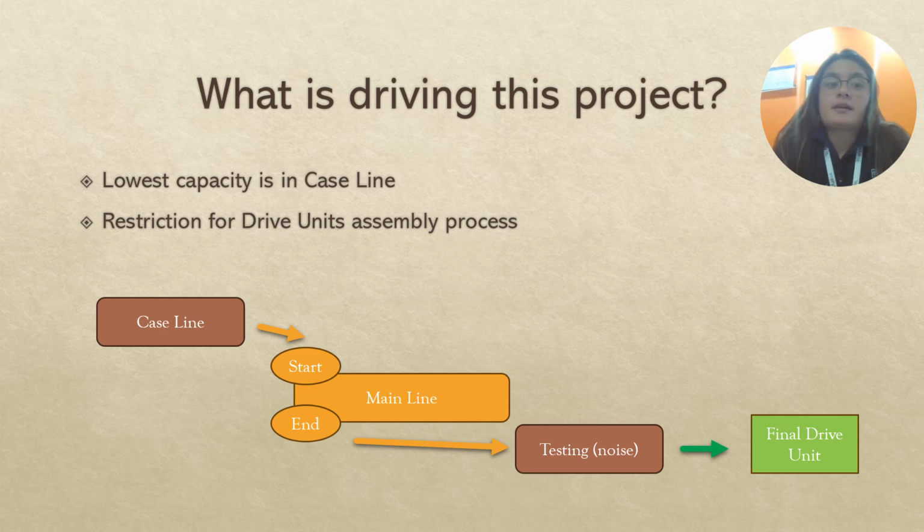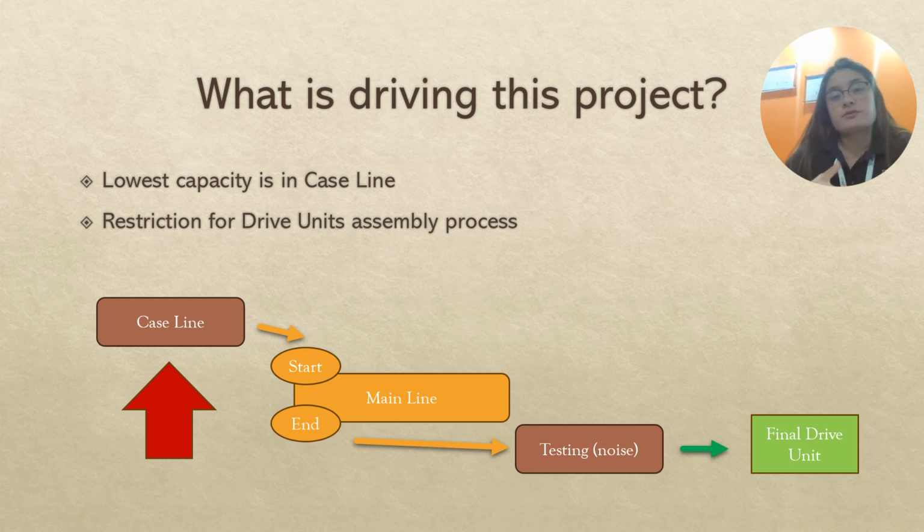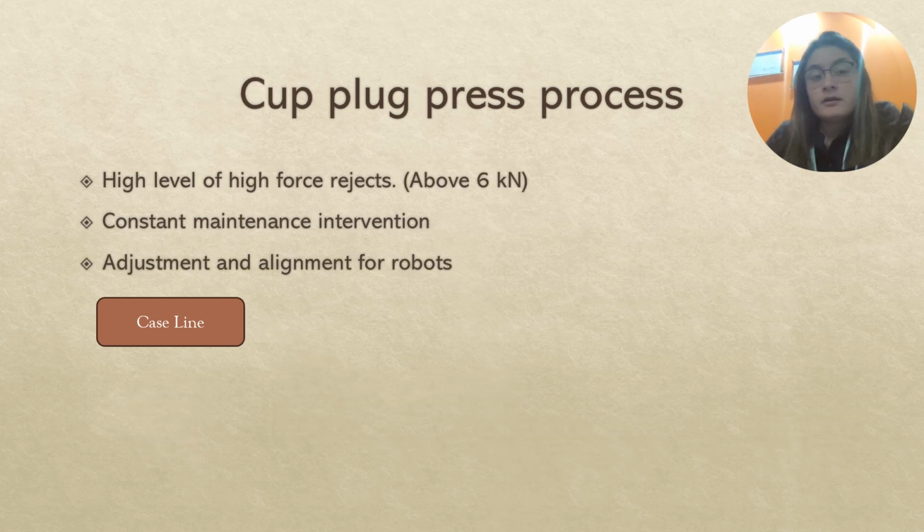But our current restriction is the case line, as we can see here, because it has the lowest capacity compared to any other process that we have on the plant. This is why we want to review this restriction, what is the bottleneck happening in here. So in our process, the cold plug press process is reflected as the bottleneck of the case line.